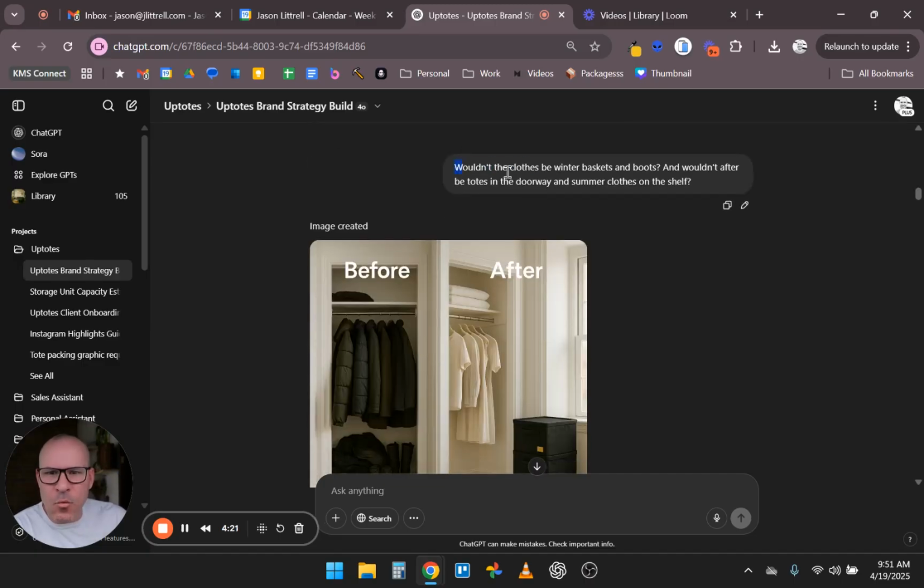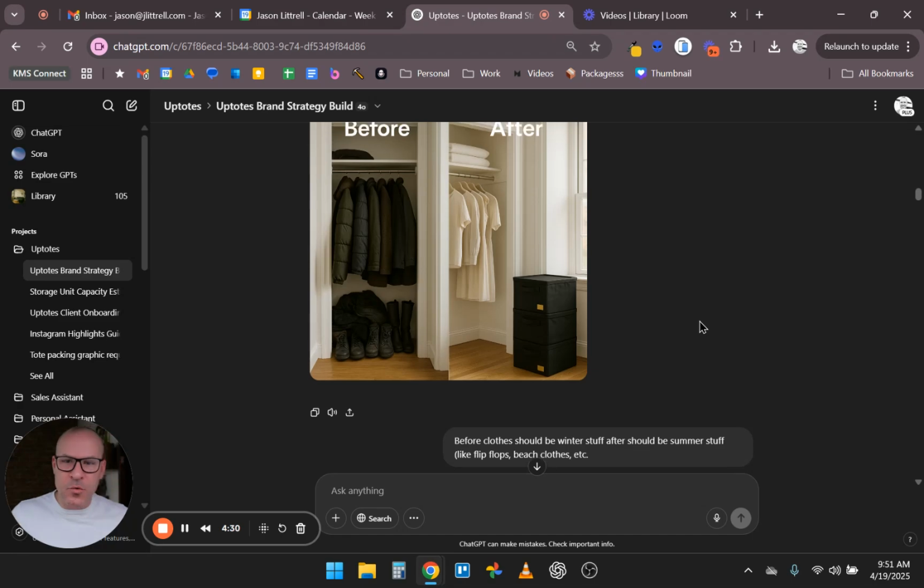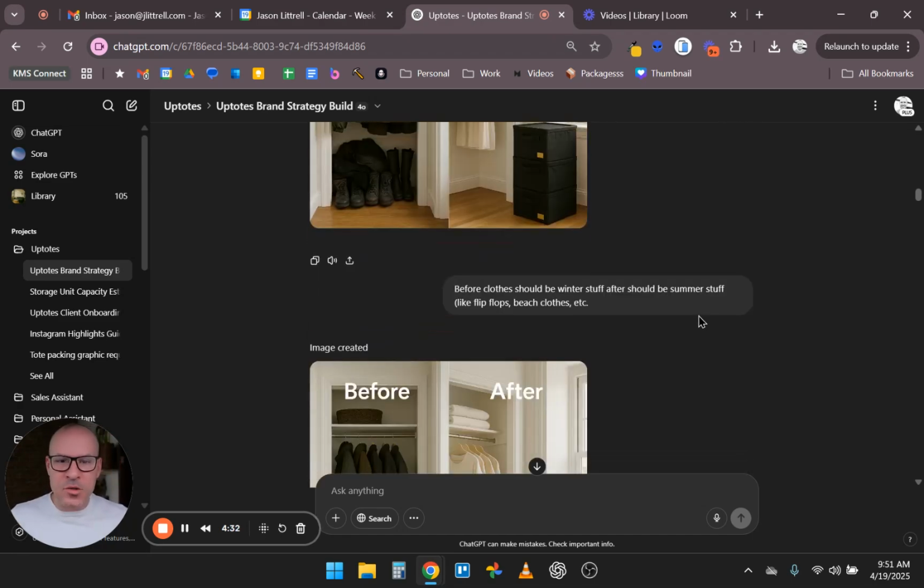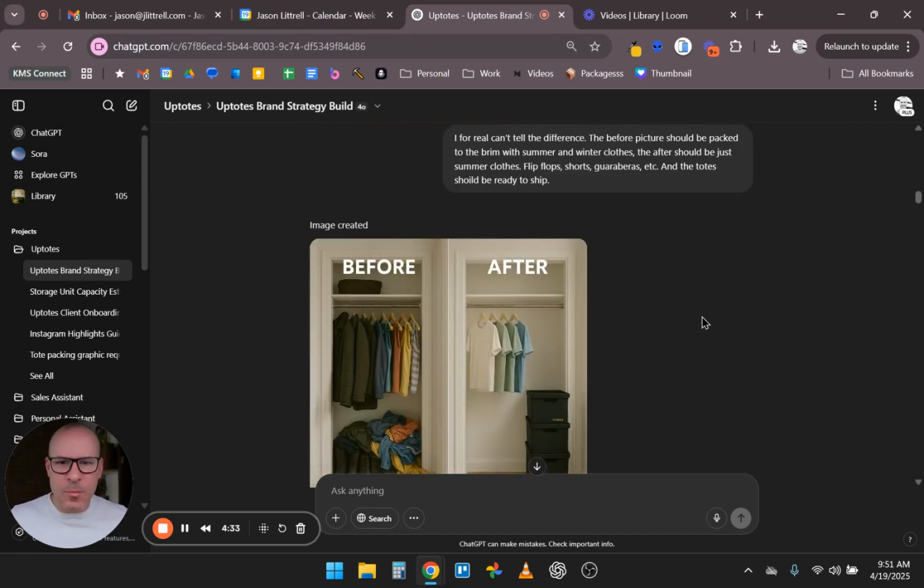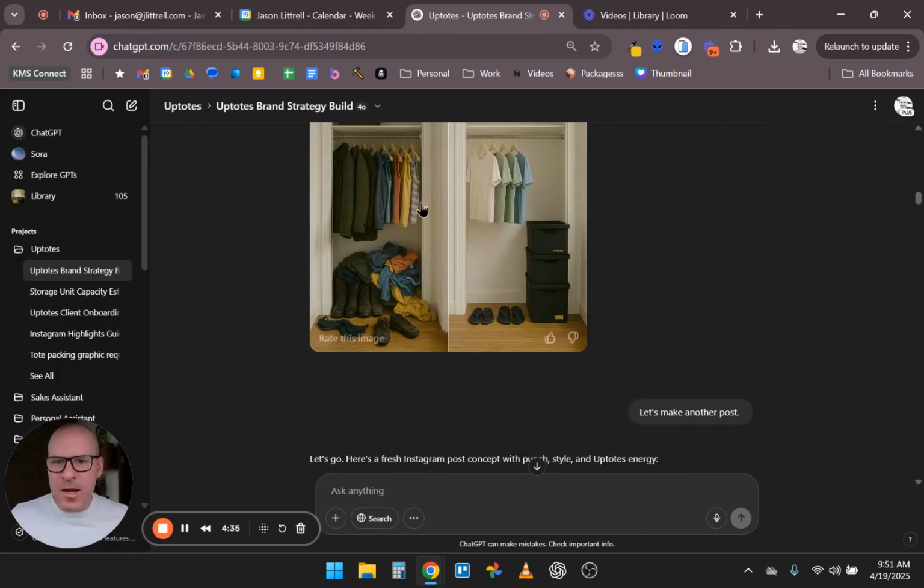So I would say, wouldn't the clothes in the winter basket be baskets of boots? Wouldn't the totes be in the doorway after whatever? So we were saying that we need to illustrate this. So I went back and forth with it a couple times just to make sure. I ended up using this one because I liked the cluttered space here that goes into the uptotes.